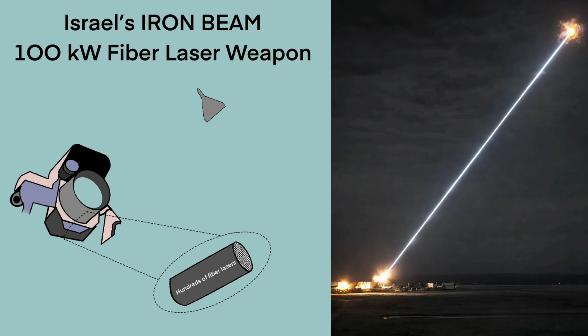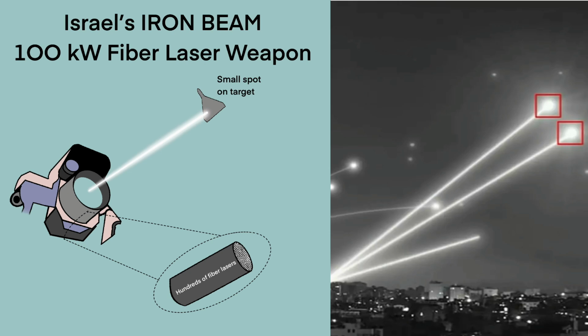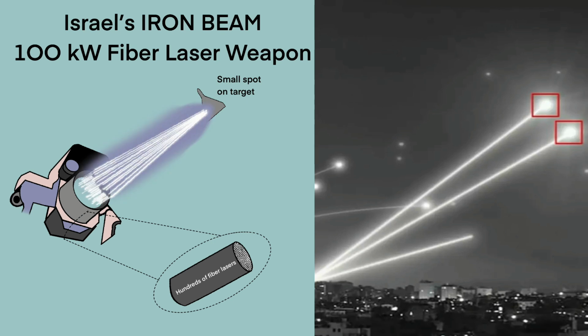According to the literature, when one of the small beams detects a target, the system then focuses all of the hundreds of beams onto a small coin-sized spot on the target to heat the spot to the point that the target is damaged and fails. The power output of Iron Beam is 100 kilowatts.